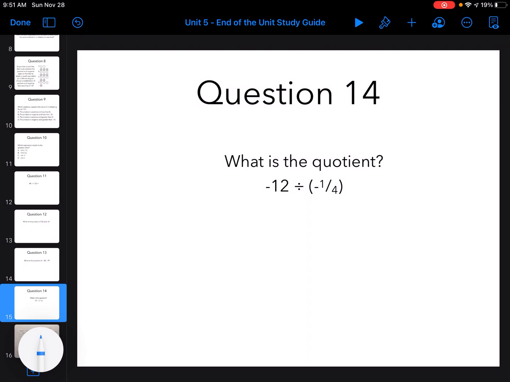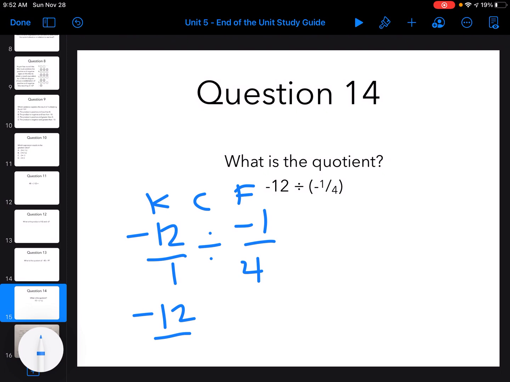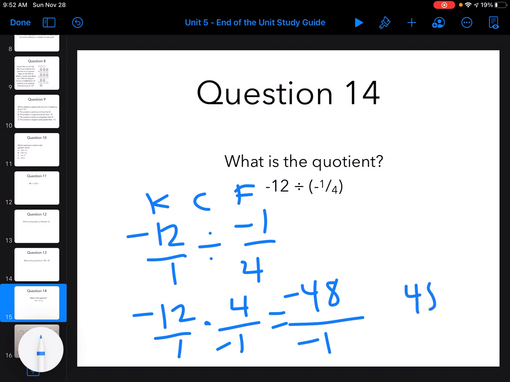What is the quotient of negative 12 over 1 divided by negative 1/4? Keep, change, flip. Negative 12 over 1 times 4 over negative 1. And I end up with 48 over negative 1. A negative divided by a negative is a positive. So I have positive 48.